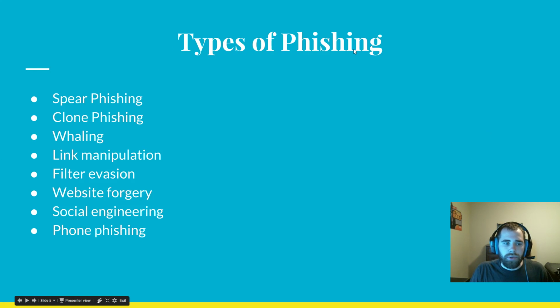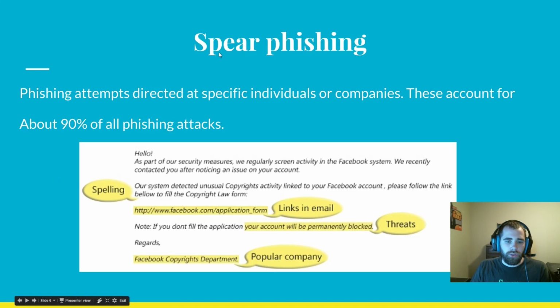And there's a lot of types of phishing. There's spear phishing, clone phishing, whaling, which seem all related to phishing, like actual phishing. Link manipulation, filter evasion, website forgery, social engineering, and phone phishing. So we'll start out with spear phishing.